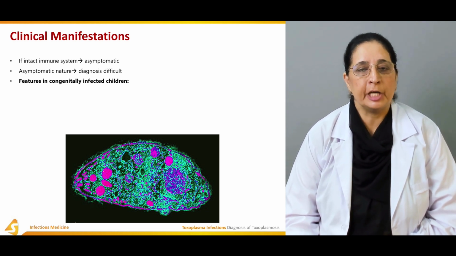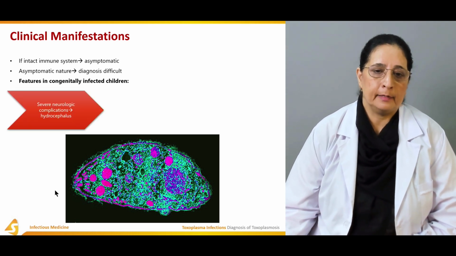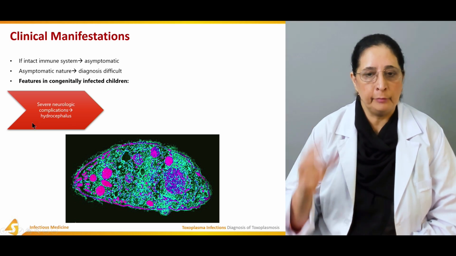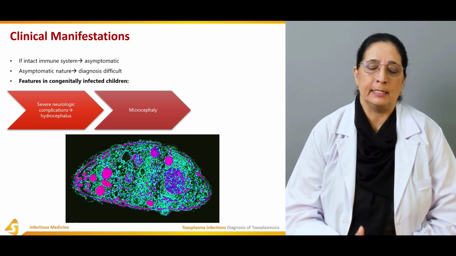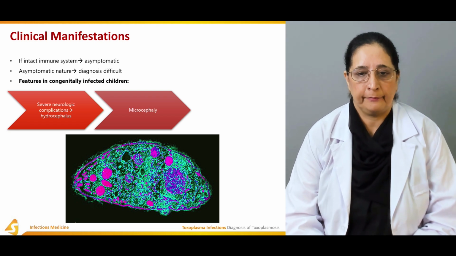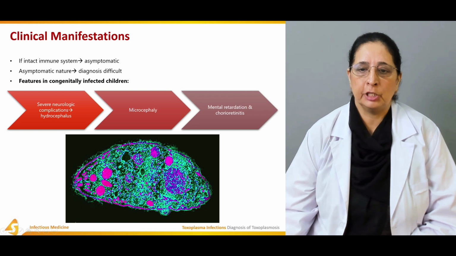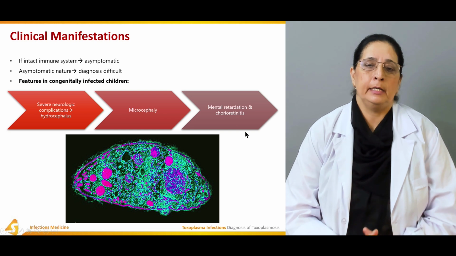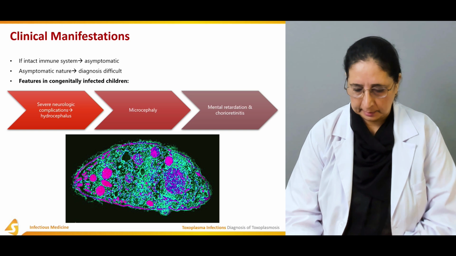Features in congenitally infected children: usually they have neurological complications like hydrocephalus, fluid in the brain. They have microcephaly. Micro is small, so microcephaly is a small head. Mental retardation and chorioretinitis. So all these are the manifestations in congenital toxoplasmosis.